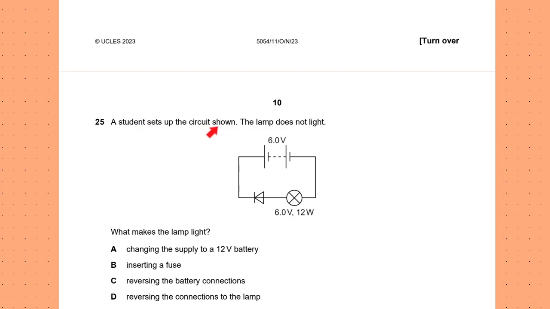25. A student sets up a circuit as shown. The lamp does not light. What makes the lamp light? So this is the positive end. This is the negative end. We know that for the diode to be in forward bias, the current must flow in exactly the same direction as indicated by the diode. So either you switch around the power supply or you reverse the diode, right? Changing the supply doesn't make a difference. Reversing the battery connections, reversing the connections to the lamp does not make any difference at all, right? The lamp does not depend on direction, the diode does.